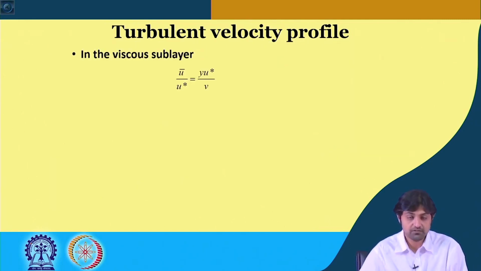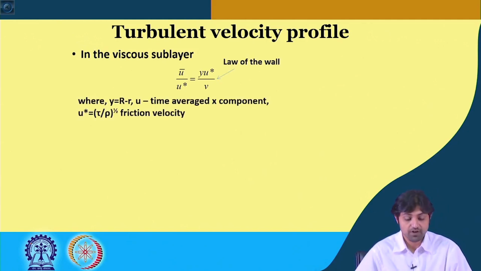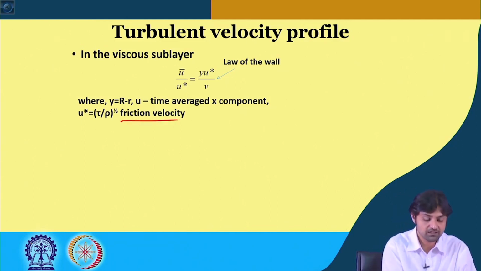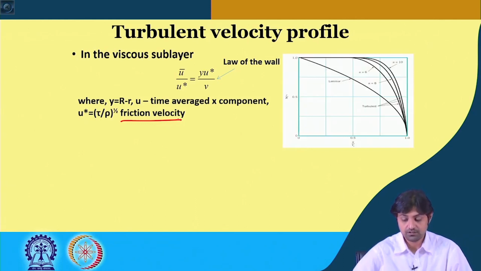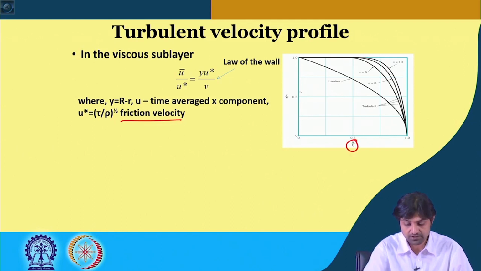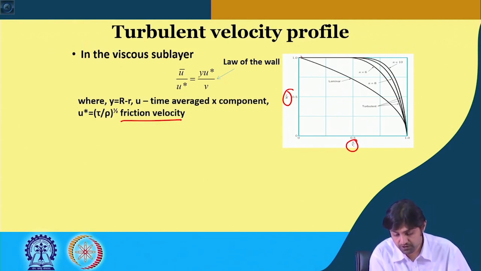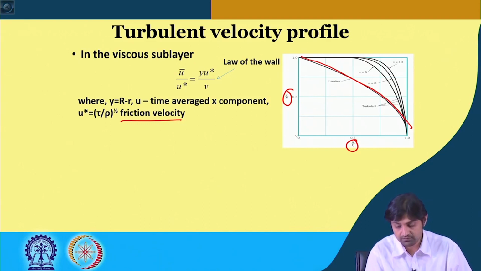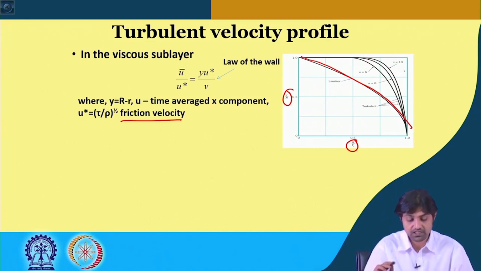So, in the viscous sublayer, we can write u bar by u star is equal to y u star by nu. This is called the law of the wall, where y is equal to R minus r. U bar is the time average x component and u star is tau by rho to the power half, also called the friction velocity. There is a figure here, using which u bar by center line velocity and r by R are given with different curves; the laminar flow curve is given here, and there is n equal to 8, n equal to 6. What that n is, we will come to.